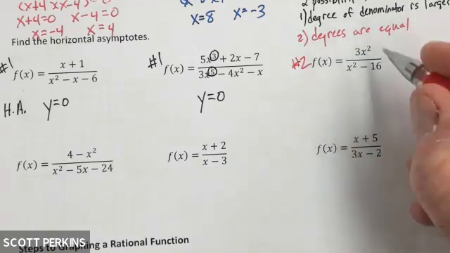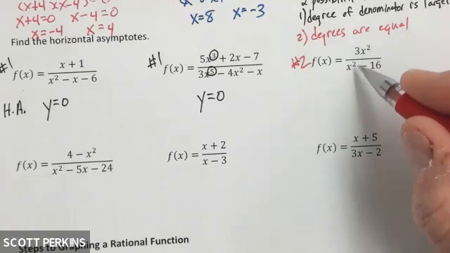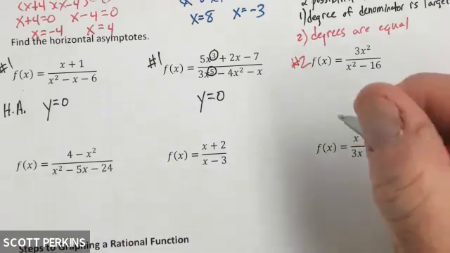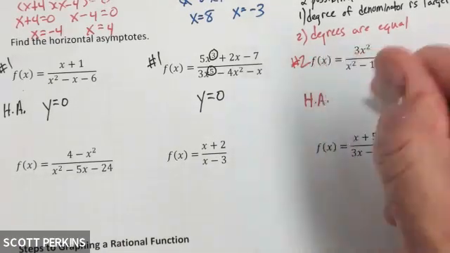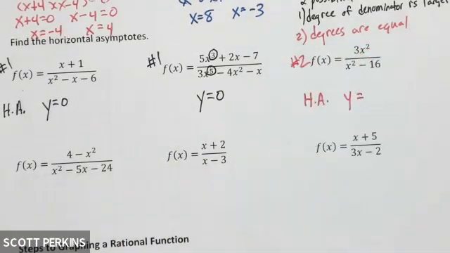Notice my degrees are equal. I've got a degree of 2 in the top. I've got a degree of 2 in the bottom. Then the horizontal asymptote becomes this. Y equals, and what you do is you take the ratio of the coefficients of those highest powers.